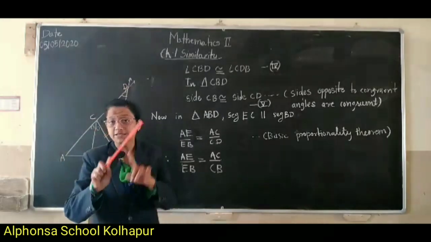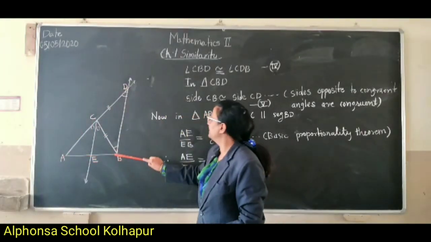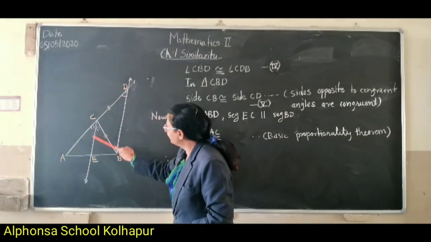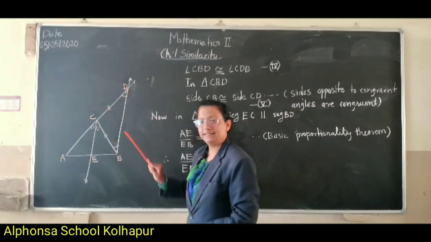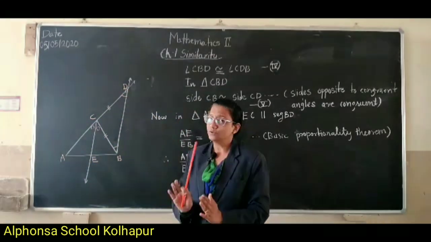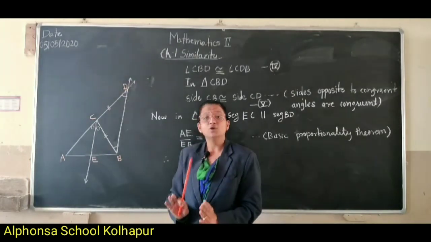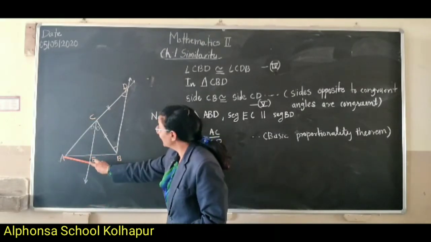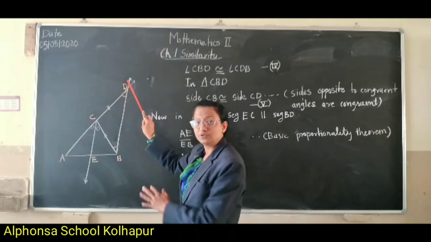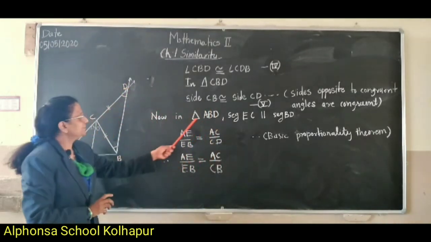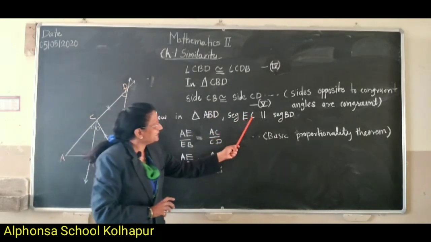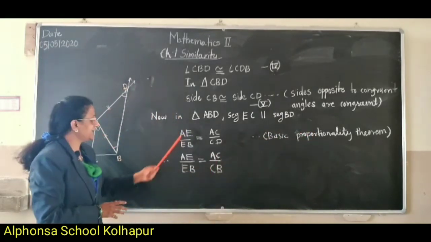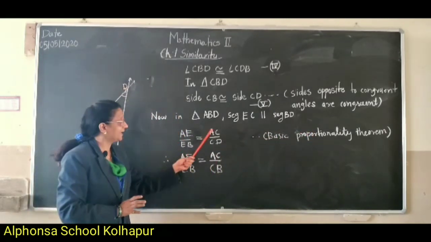Now see, we'll consider triangle ABD. Now in triangle ABD, this ray CE and BD are parallel to each other. So can we use here the basic proportionality theorem? According to that, AE upon EB will be equal to AC upon CD. So that we will write: in triangle ABD, segment EC is parallel to segment BD. So by the basic proportionality theorem, AE upon EB is equal to AC upon CD.